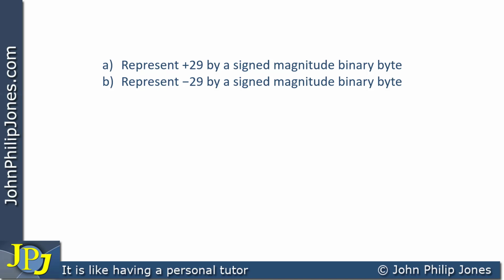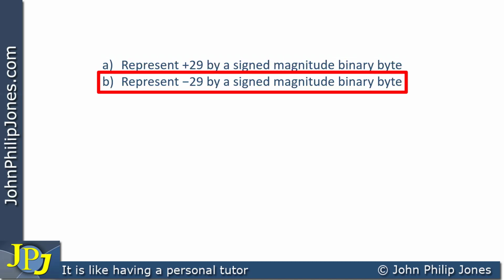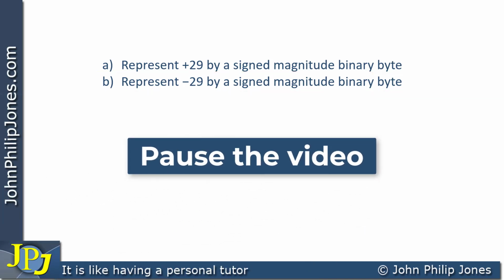This video is going to ask you to apply the principles that you learned there to perform A and B, where A says represent plus 29 by a signed magnitude binary byte, not a nibble but a byte. B asks you to do the same thing, but on this occasion it says represent minus 29 by a signed magnitude binary byte. Pause the video and have a go at this yourself by using the approach you saw in the last video. Once you've had a go, restart the video and I will go through the solution.